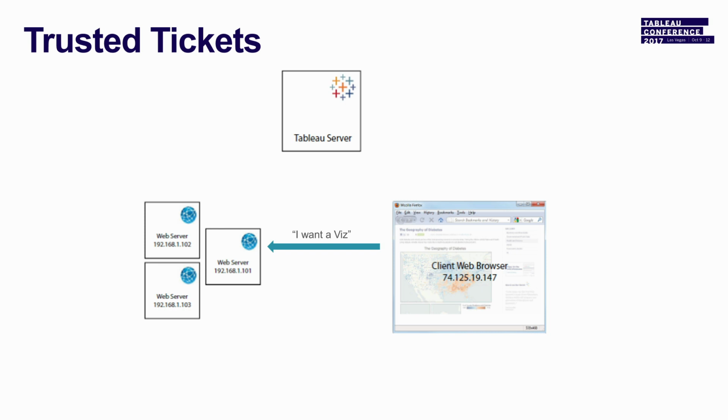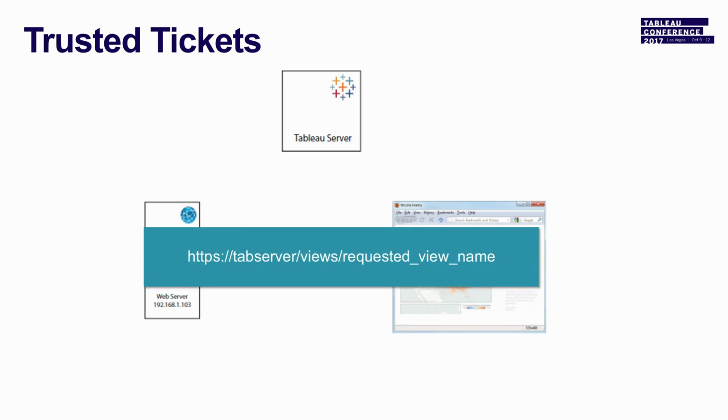So let me step you through this and tell the story. The client navigates to a specific page. In the case of the portal we just built, they clicked on one of those thumbnails. It loads the page that has the embedded JavaScript. They're essentially saying, I want a viz. The URL of the viz might look something like this. It's the URL of your Tableau server /views / the name of the view.